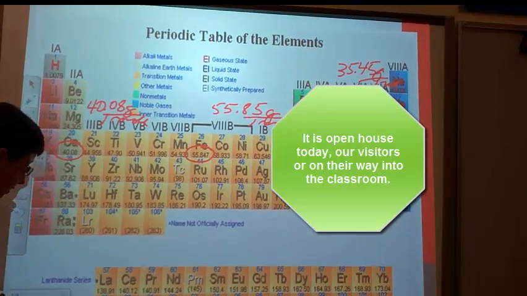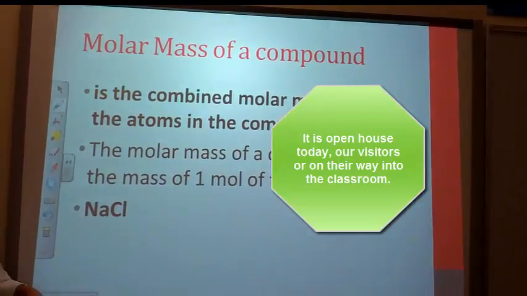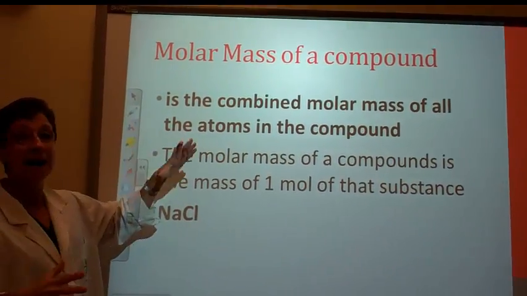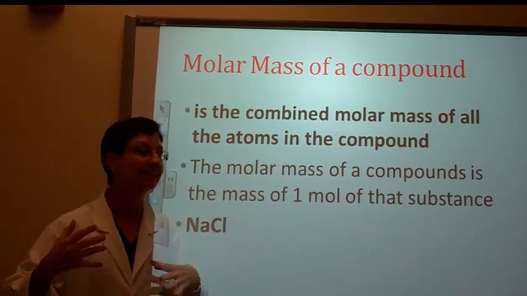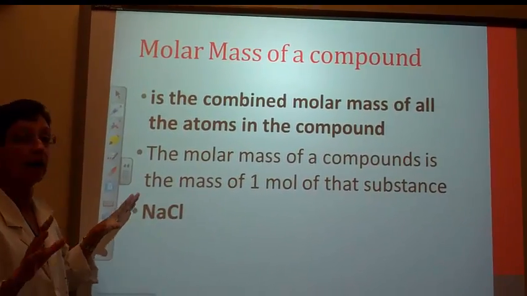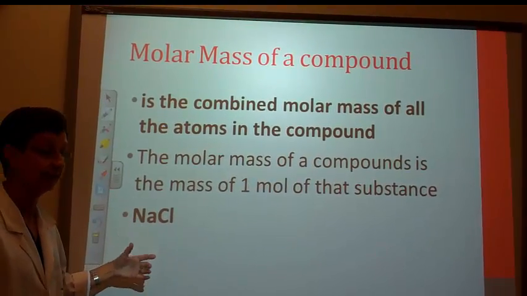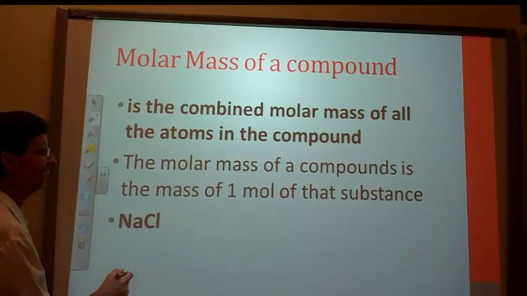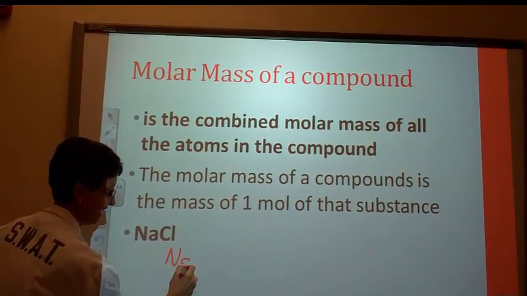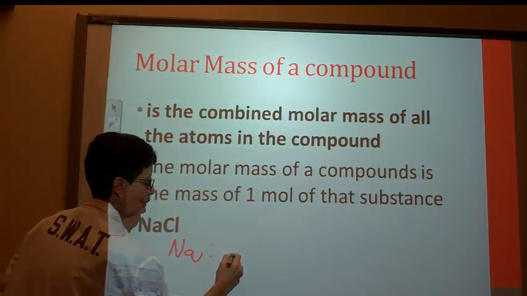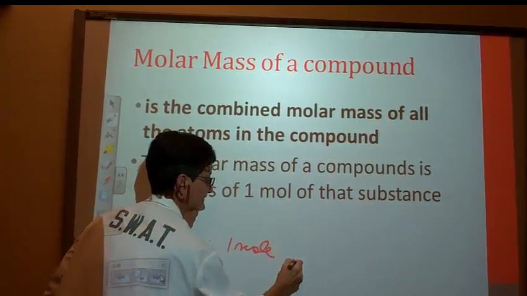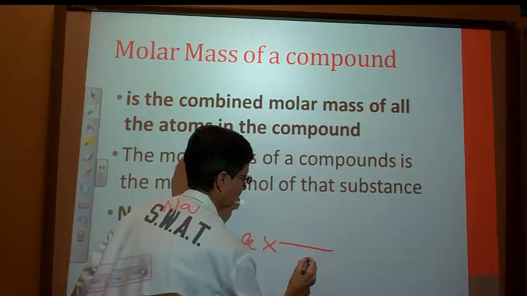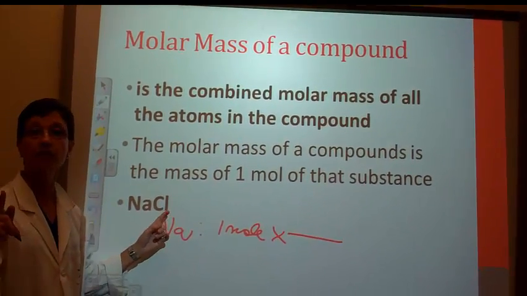Now, the molar mass of a compound is the combined molar mass of all the atoms in the compound. I'm going to show you an example of how to calculate it. It says NaCl, so I'm going to write Na, and I'm going to say 1 mole of Na times, because I only have 1 here, 1 mole of Na is equivalent to the mass of sodium, which is 22.98.